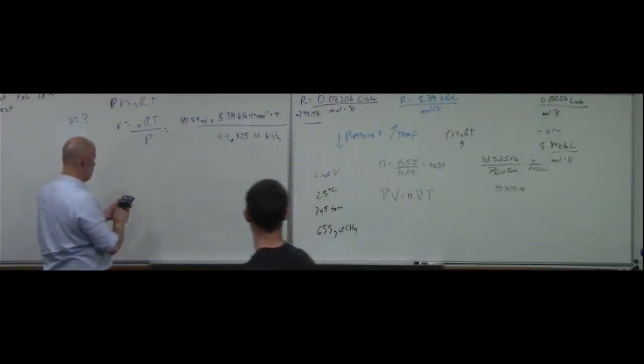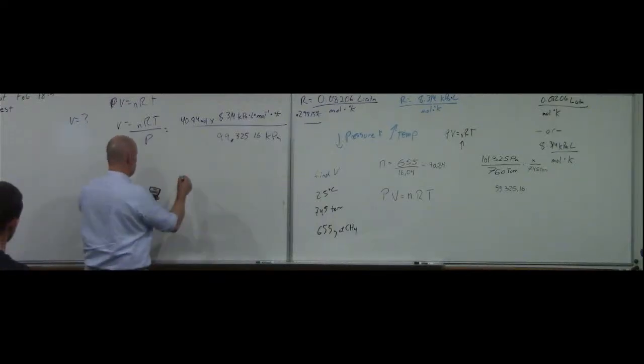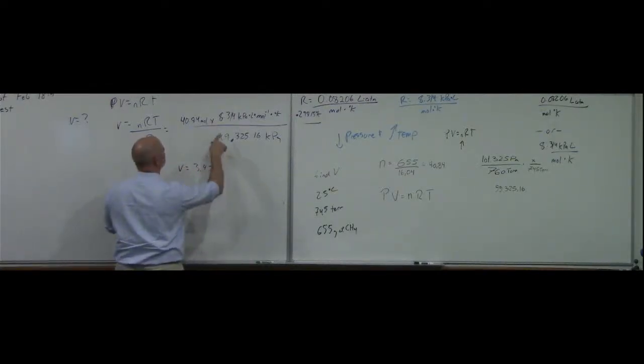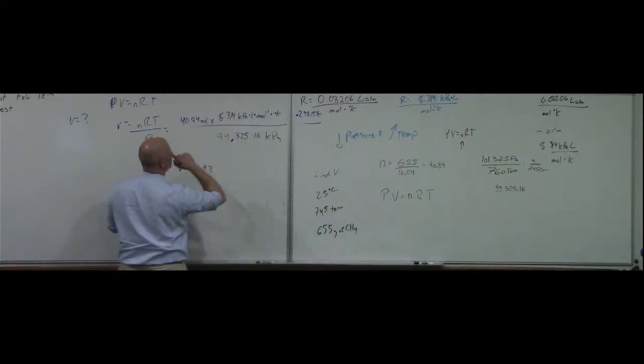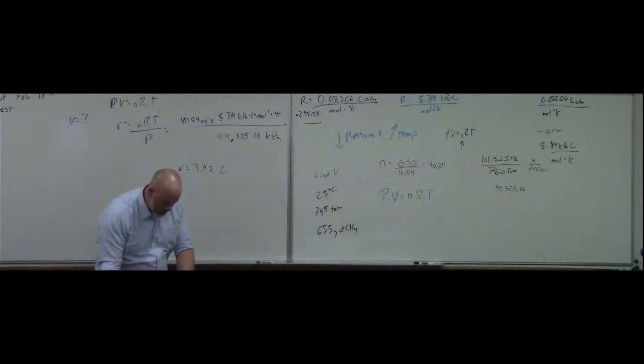Let's see, we got 40.84 times 8.314 divided by 99.32516, which gives me 3.42. What is my unit? It's liters. Okay. Let's see what we got here.